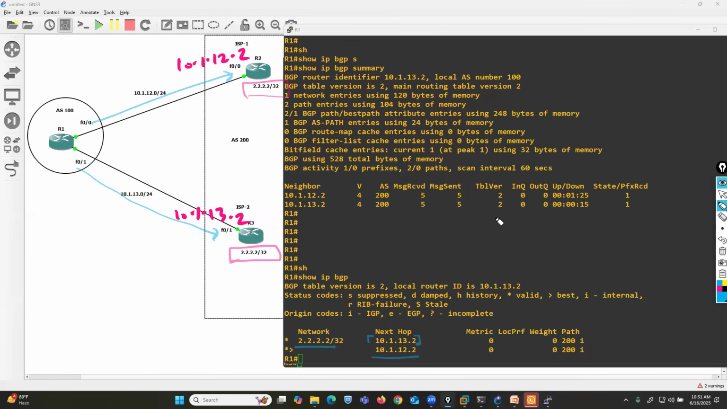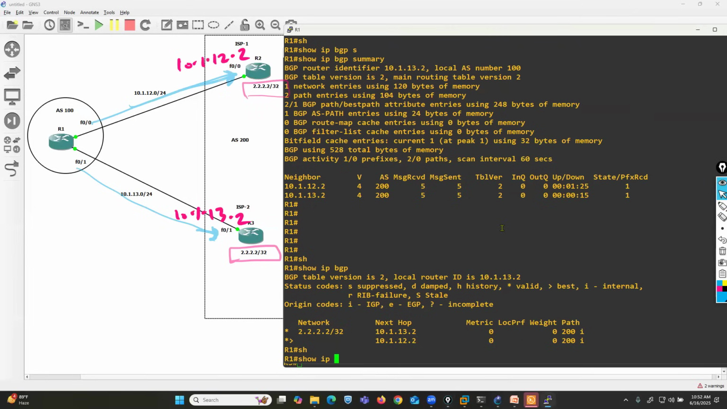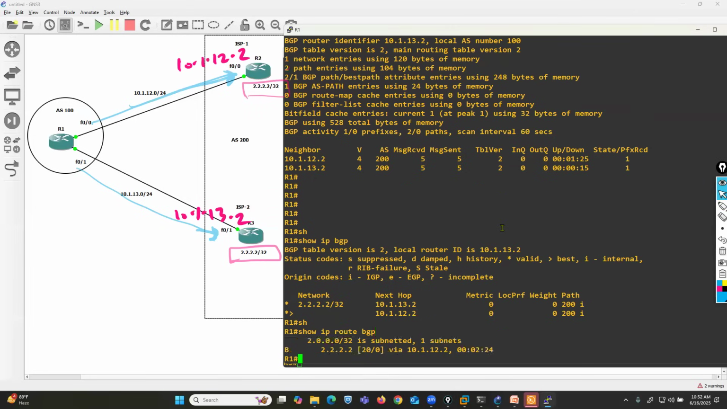So my point is, you can see this 2.2.2.2 is received via next hop 10.1.13.2 and via 10.1.12.2. Yes, routes are coming from two sides. But this is the BGP table, this is not the routing table. If I'm trying to verify the routing table, then show ip route bgp. So you can see to reach this 2.2.2.2, I have a route via 10.1.12.2. This route is installed into the routing table. Clear my point?